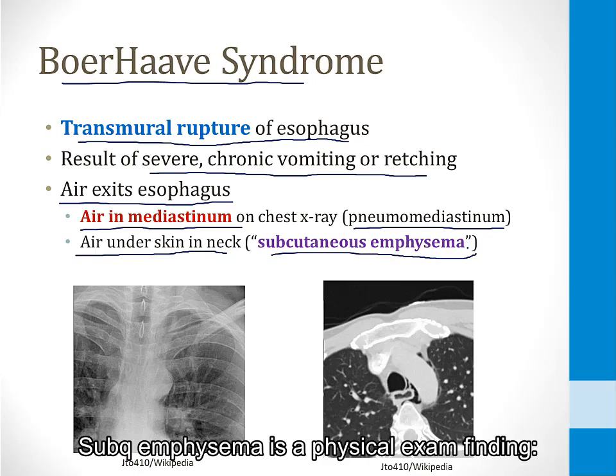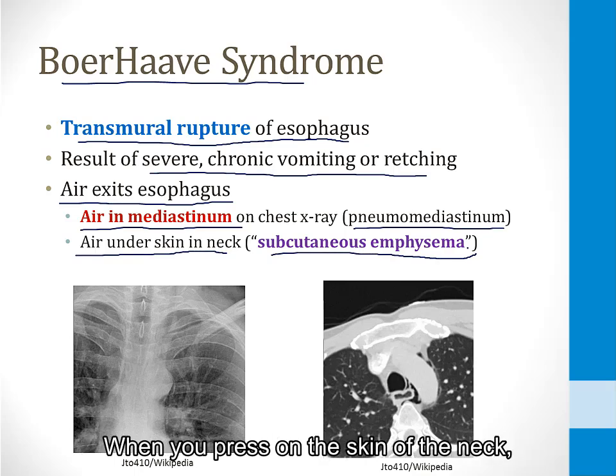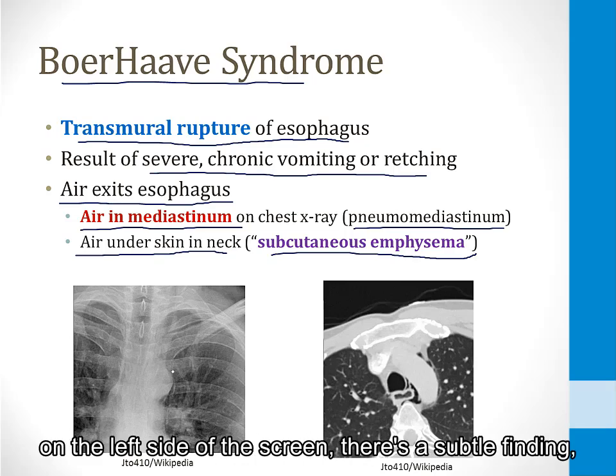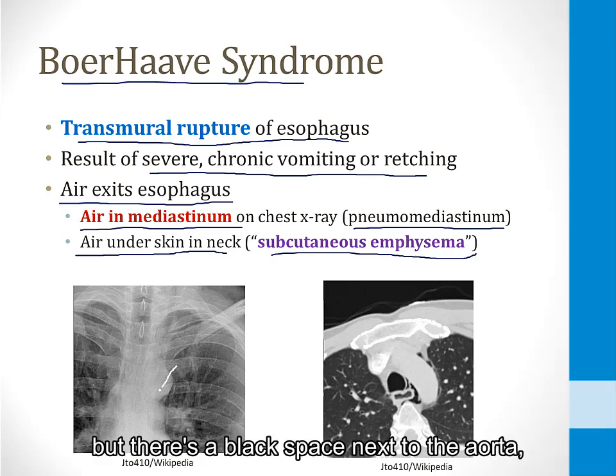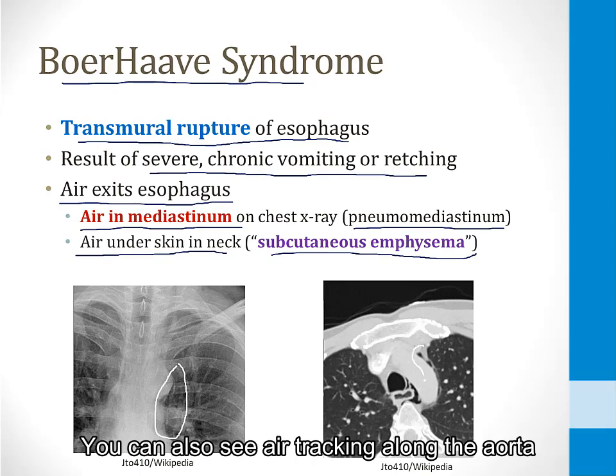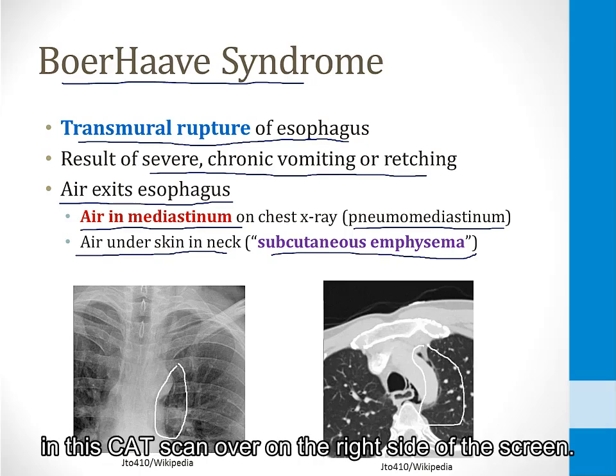Sub-Q emphysema is a physical exam finding. When you press on the skin of the neck, you can feel bubbling and crackling from the air bubbles underneath the skin. If you look at the chest x-ray on the left side of the screen, there's a subtle finding, but there's a black space next to the aorta. That represents air in the mediastinum. You can also see air tracking along the aorta in this CAT scan over on the right side of the screen.